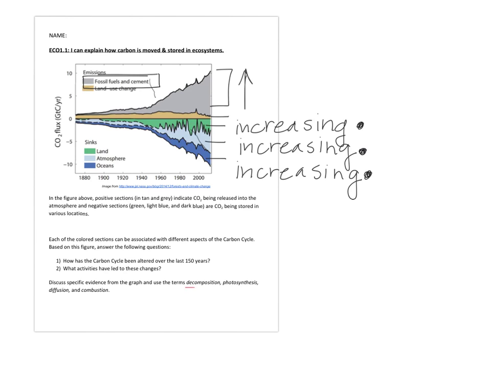Now we can apply some of the words that I asked you to use to these different changes. So the words are decomposition, photosynthesis, diffusion, and combustion. So combustion is related to this gray area here because combustion is the burning of fossil fuels. So we're seeing increasing combustion, which increases the amount of fossil fuels.